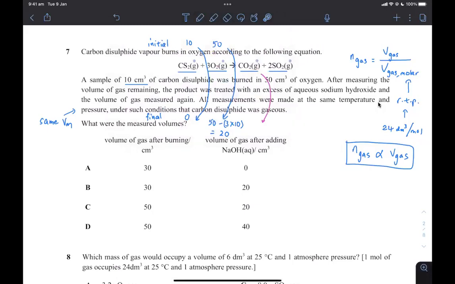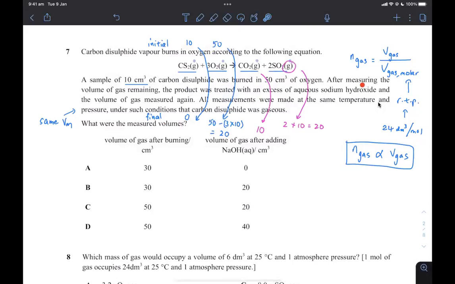If you have 1 mole of CS2, you produce 1 mole of CO2. If you have 10 cm³ of CS2, you will produce 10 cm³ of CO2 as well. Similarly, this is a gas. If you produce 10 cm³ of CO2, you produce double the volume of SO2. So you produce 2 times 10, which is 20 cm³ there. Anyway, these are the volume ratios of how much you have at the end of reaction.